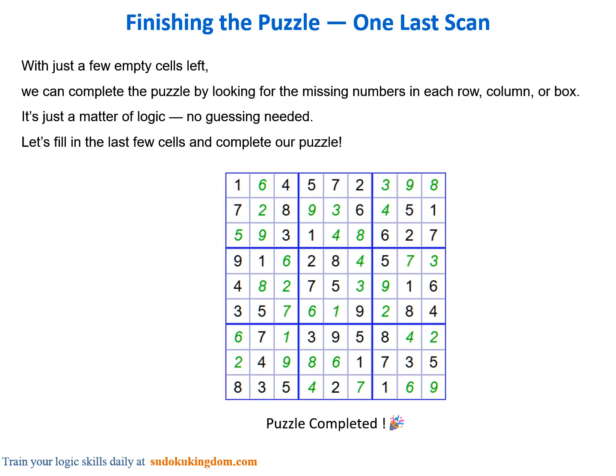Finishing the puzzle, one last scan. With just a few empty cells left, we can complete the puzzle by looking for missing numbers in each row, column, or box. It's just a matter of logic, no guessing needed. Let's fill in the rest and finish strong.